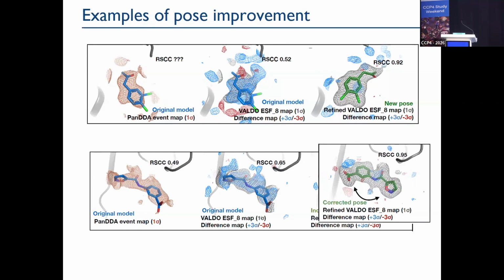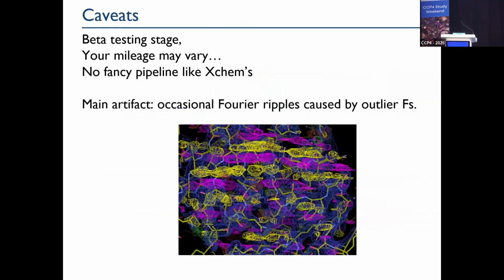There are a few caveats. We're still in the beta testing stage. Your mileage may vary for your data set, and we don't have the whole fancy pipeline like you have in XCAM, but we believe that once you take our maps and your blobs, in principle, you can plug it into that kind of pipeline and analyze things further.